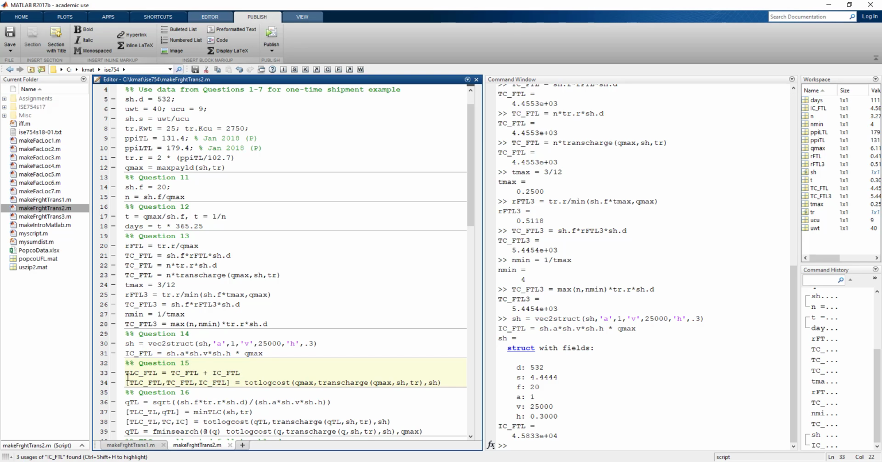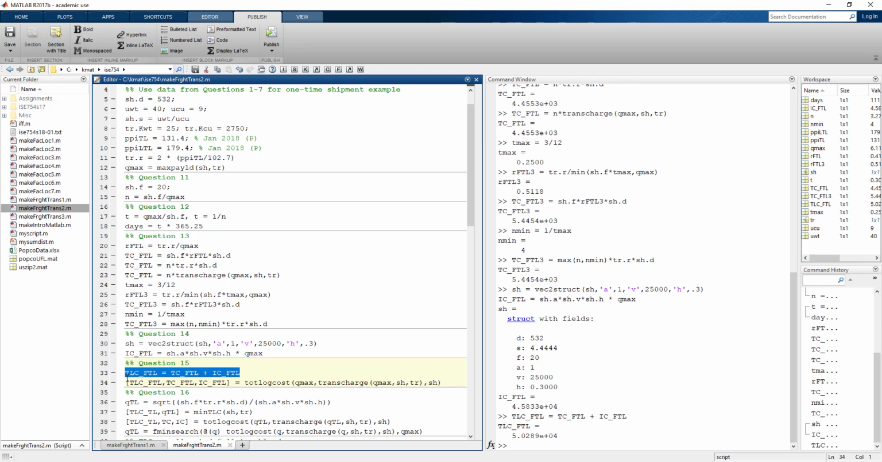So for question 15, we can then add up our transport cost and our inventory cost to get an overall cost. So this was done sort of element by element. But since this is such a common thing that we'll be using to do different types of evaluation, within MATLAB itself, there is a function for total logistics cost called TOT log cost. And the first input argument is the size of the shipment. In this case, it's just the max payload.